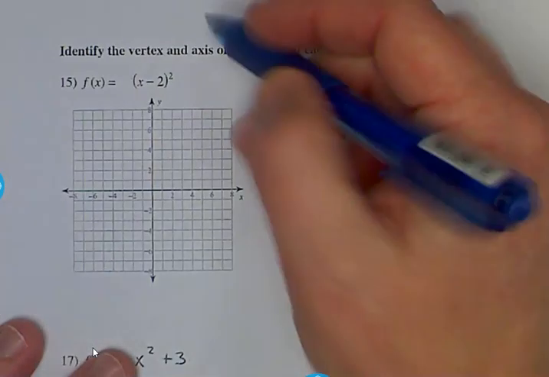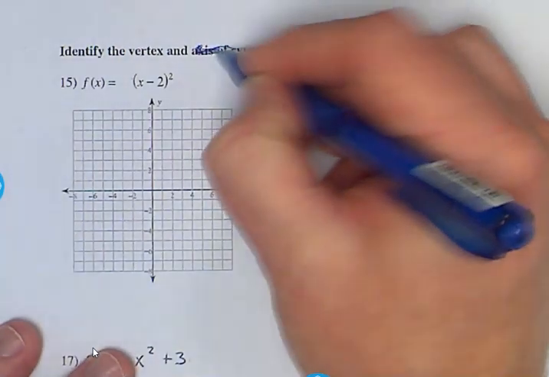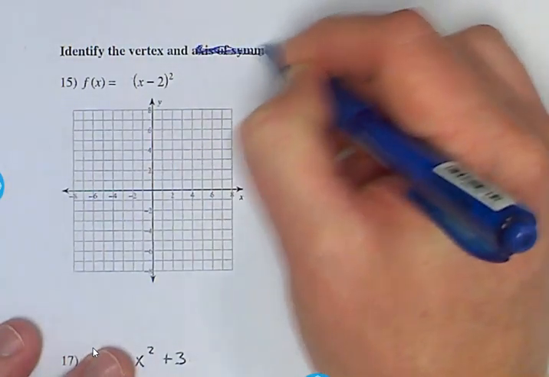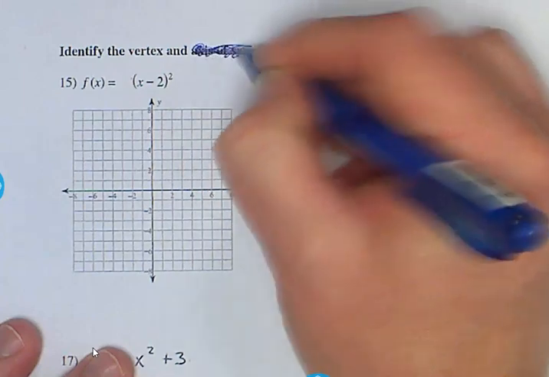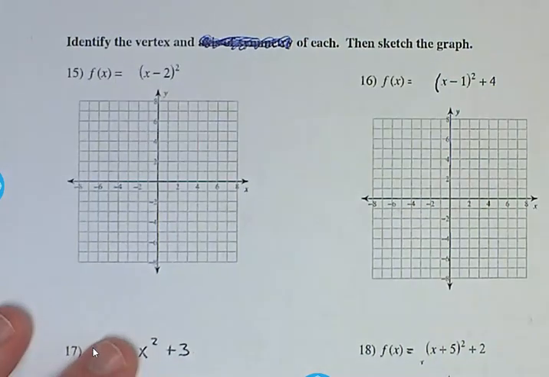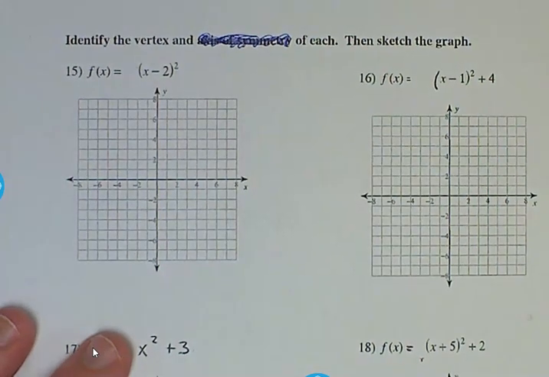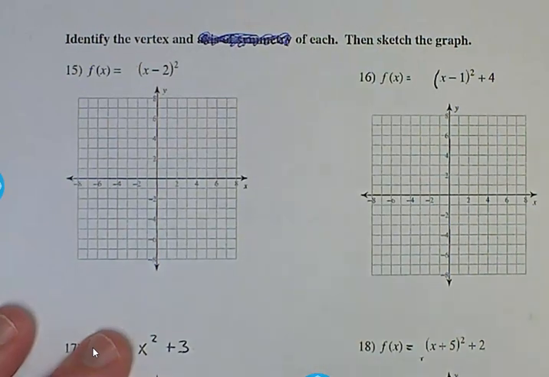Okay, now on the back, here's where we're going to practice a little bit. And we're not going to worry about the axis of symmetry. We'll talk about that a little bit later. As long as we've got the vertex, we're okay here. Okay, so for this one, it says we're going to identify the vertex, and we're not going to do the axis of symmetry, then we're going to sketch the graph that's here.